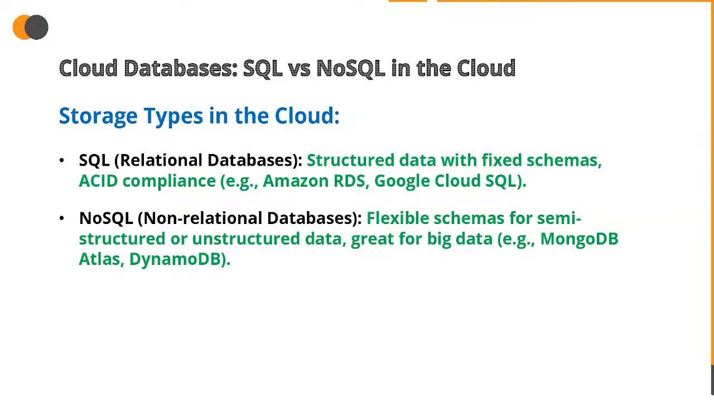Then NoSQL, when we talk about it, non-relational databases are there, and it has a flexible schema for semi-structured or unstructured data, great for big data. A huge amount of data you are having. So MongoDB Atlas can be used, DynamoDB can be used. And I will be telling all about it.